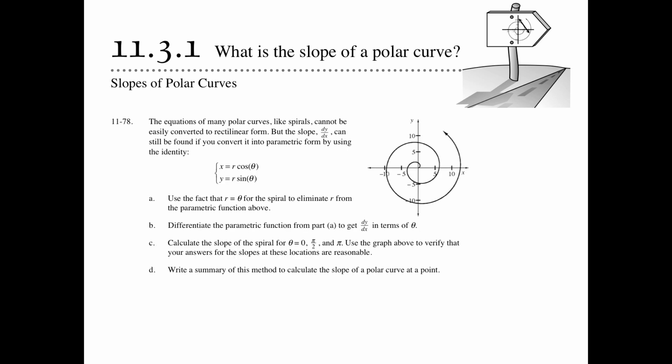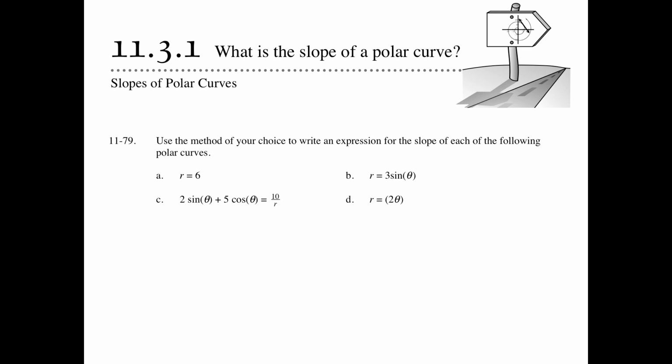The last, problem 11-78, will walk your students through how to use the parametric form of the spiral that they were shown in the previous problem to find dy over dx and use it to find the slope of tangent lines on that curve. Recall that derivatives of parametric equations were just introduced in the previous section, 11.2, so this lesson will be applying that skill in a new way.